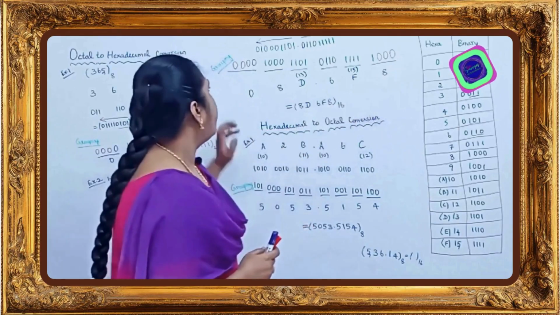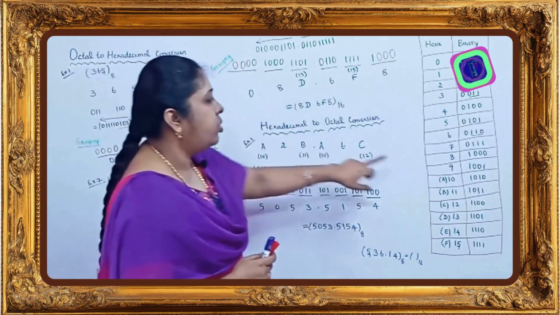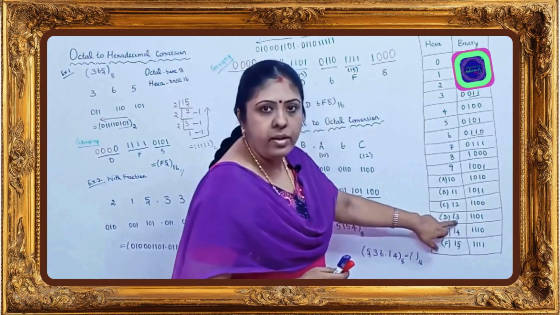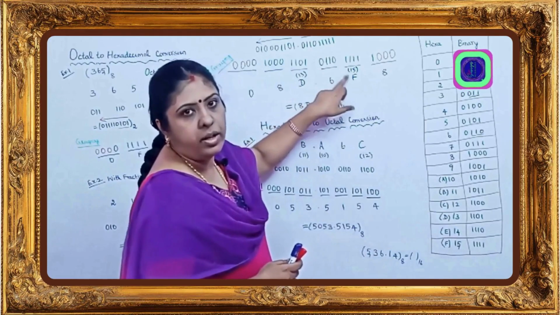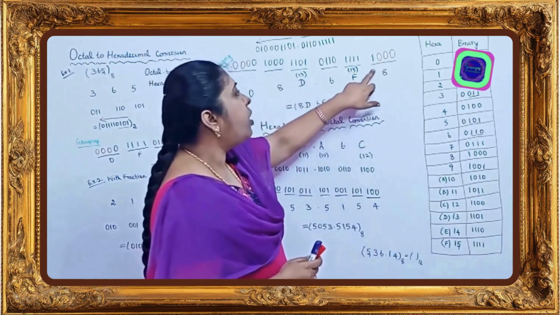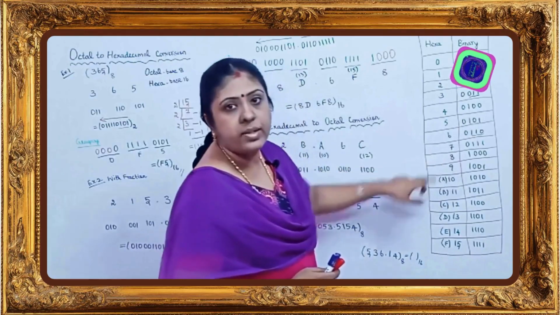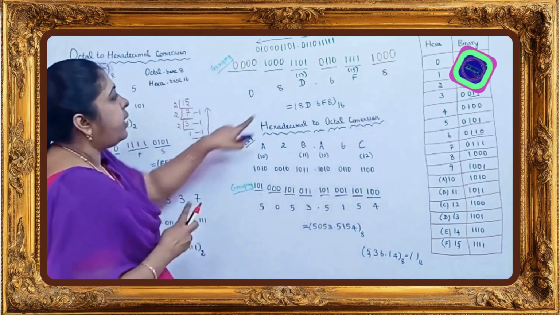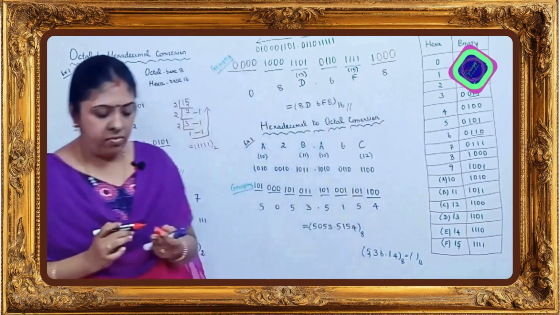So now this 0 represents 0, and then this 1000 represents the value 8 here, and then 1101 represents the value 13 and the concerned alphabet D. For 0110, 6. Similarly for 1111, the value is 15 and the alphabet is F. For 1000, we had added 3 zeros, so the concerned hexa value is 8. So the final value is 8D.6F8. This is the concerned hexadecimal value.